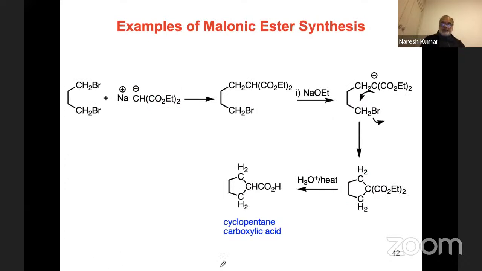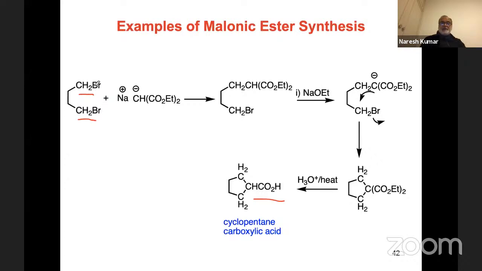You can even make cyclic carboxylic acids. And the way to make cyclic carboxylic acid, which is shown with an example of cyclopentane carboxylic acid here, is that instead of starting with two different alkyl halides, you can have alkyl halide present in the same molecule. This can be a 4-carbon dialkyl halide, can be 5-carbon dialkyl halide, can be 6-carbon alkyl dihalide. It's really up to you.